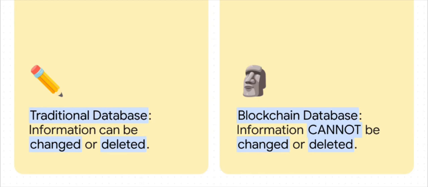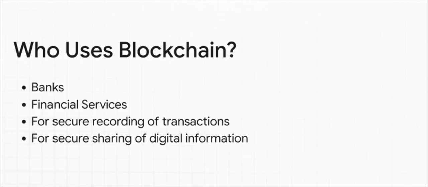And that gets us to the fundamental difference, doesn't it? A traditional database is like writing in pencil. You can always go back, erase things, change them, but a blockchain is like carving that information into stone. It is permanent. It creates a shared digital record that everyone can trust, precisely because no single person can change it. So who needs this kind of power? Well, this brings us right back to where we started. Banks and financial services are using this to create secure, unalterable records of who paid what to whom. But really, anytime you need to share and record digital information securely without a central gatekeeper, blockchain offers an incredible solution.